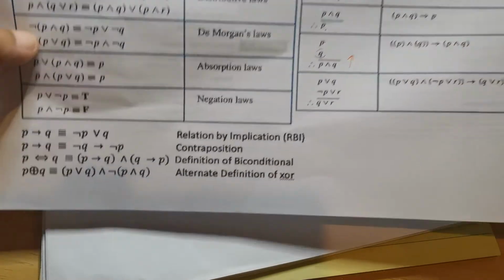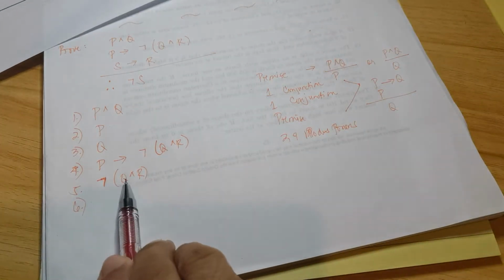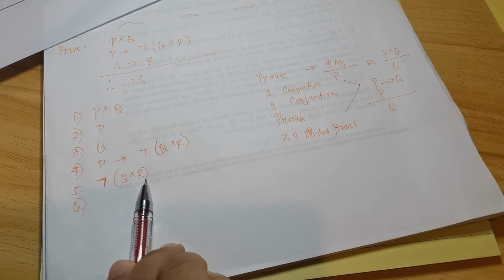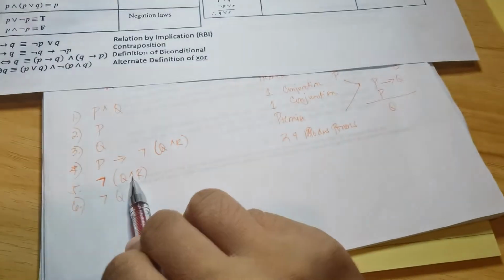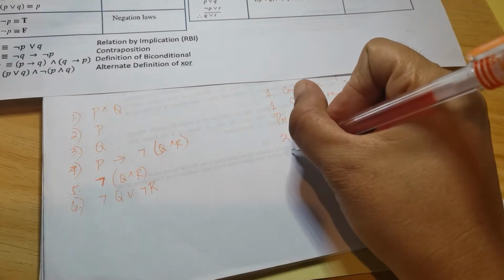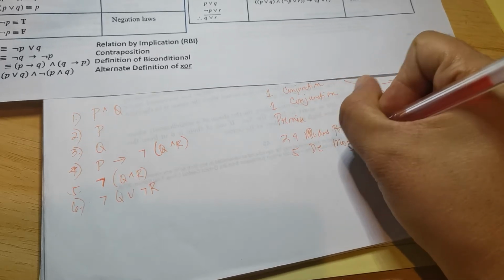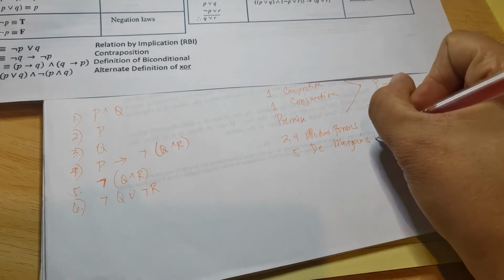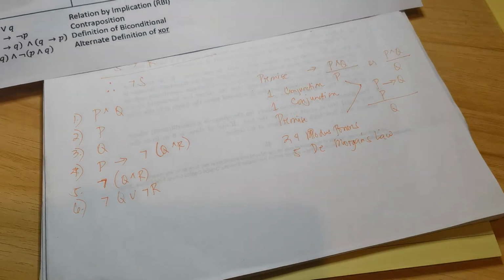Here it is. Not P and Q. Not Q and R. Are they the same? Yes. Okay. So, they are the same, so we can apply it. So, not Q, and the and becomes or not R. So, what we applied here is number 5. We applied De Morgan's Law. Okay? De Morgan's Law. Next.